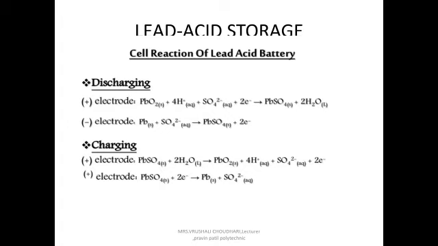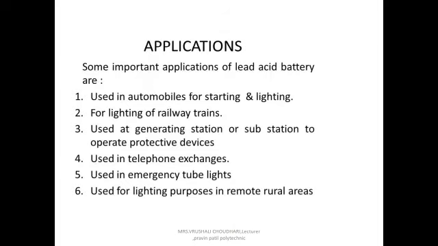These are the reactions which take place in a lead acid battery during discharging and charging. During discharging, PbSO4 formation takes place. During charging, PbSO4 is again converted to lead and lead dioxide.